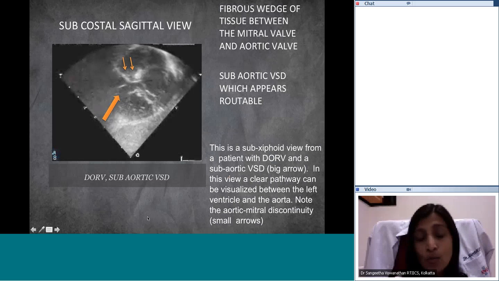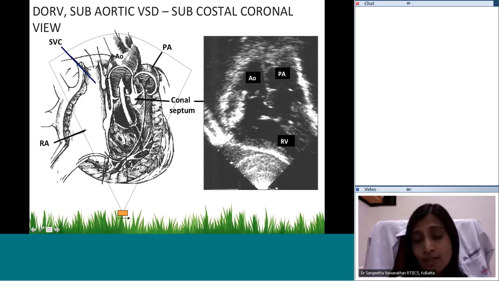Now that was the subcostal sagittal view. Now here we come to the coronal view. That is, we keep the probe flat on the abdomen with the pointer pointing towards the left of the patient, and this is the sort of image we get. We get a side-by-side arrangement of the great arteries. Because they are at the same plane, they are just laid beside each other.